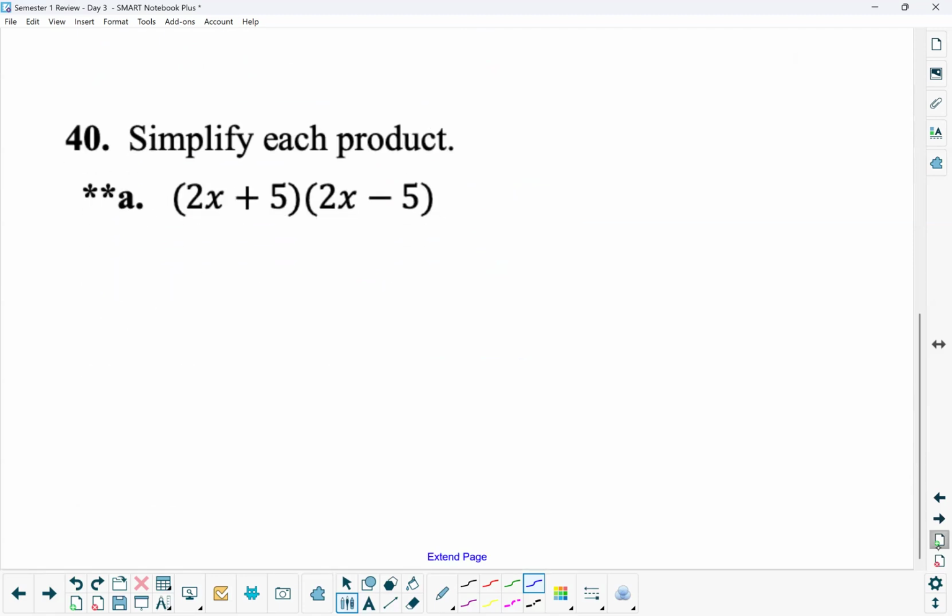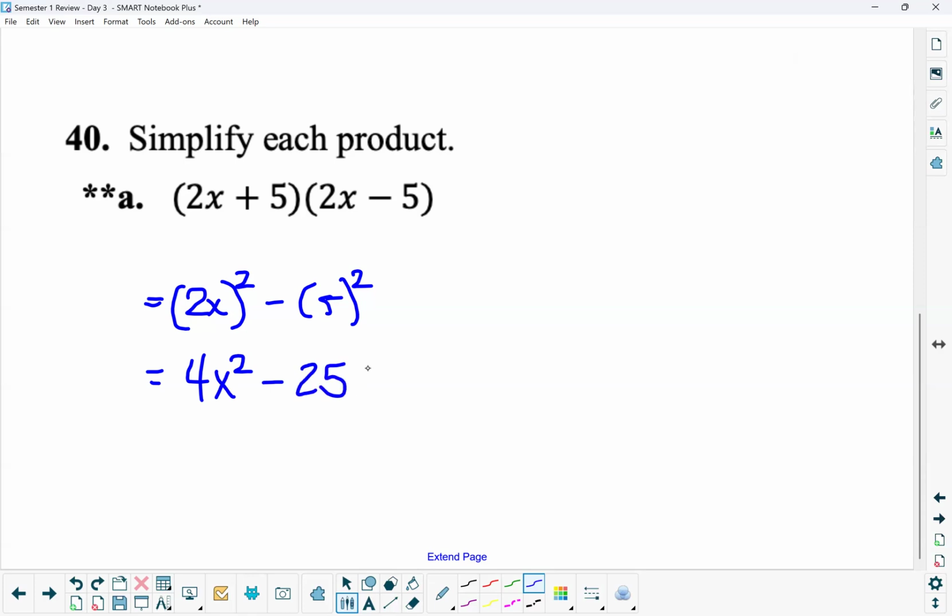Here we have the sum and difference, sometimes called a conjugate pair. Same thing. The formula says I take my first term squared minus my second term squared. 2x squared would be 2 times 2 is 4, x squared, minus 5 squared is 25. Again, you could use box or FOIL or memorize the formula.